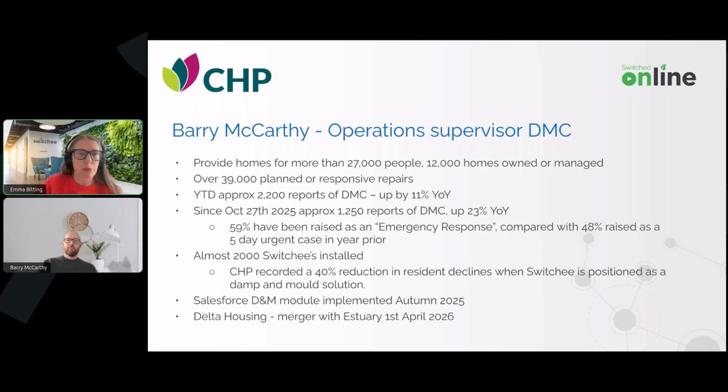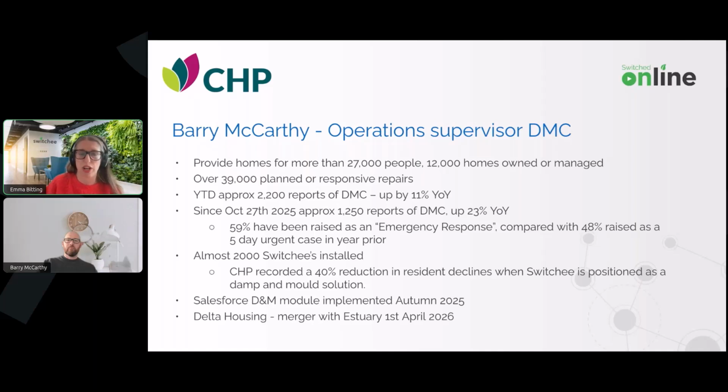And CHP have recorded a 40% reduction in resident declines when the Switchee has been positioned as a damp and mould solution, which is a really positive demonstration of how, when the resident can see a real benefit to technology, they are willing to have it installed in their homes.